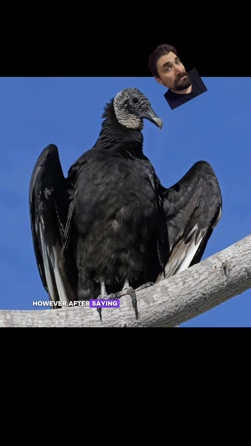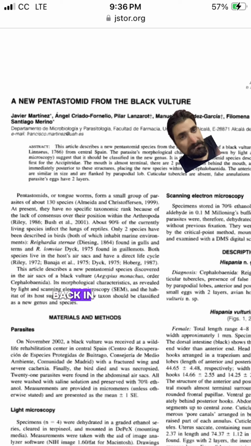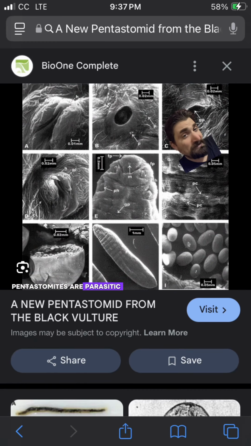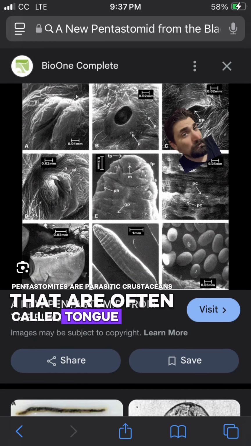However, after saying all that, that doesn't mean that there's absolutely zero internal parasites of vultures, and a real special one was found in the black vulture. Back in 2004, a paper was published about a new pentastomid that was discovered infecting the trachea of a black vulture. Pentastomids are parasitic crustaceans that are often called tongueworms.